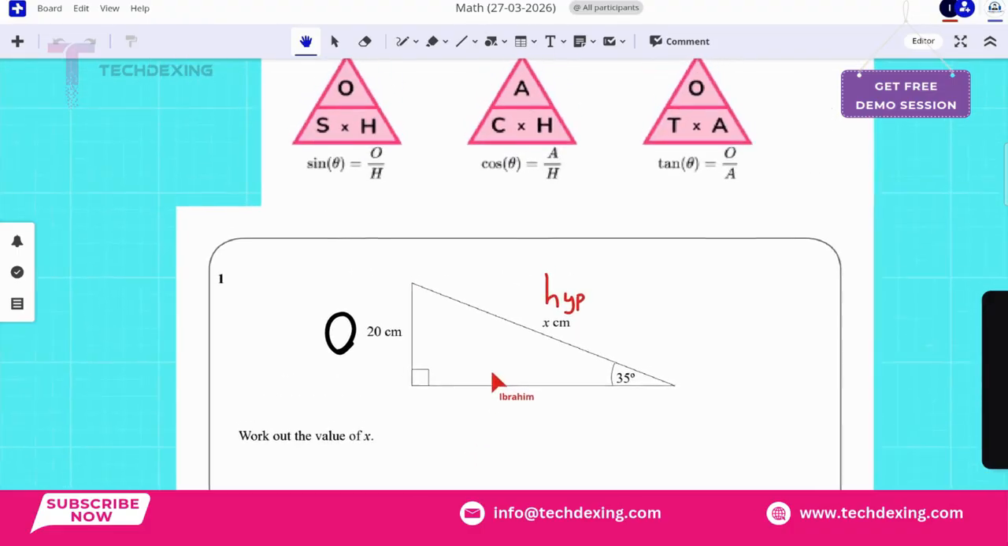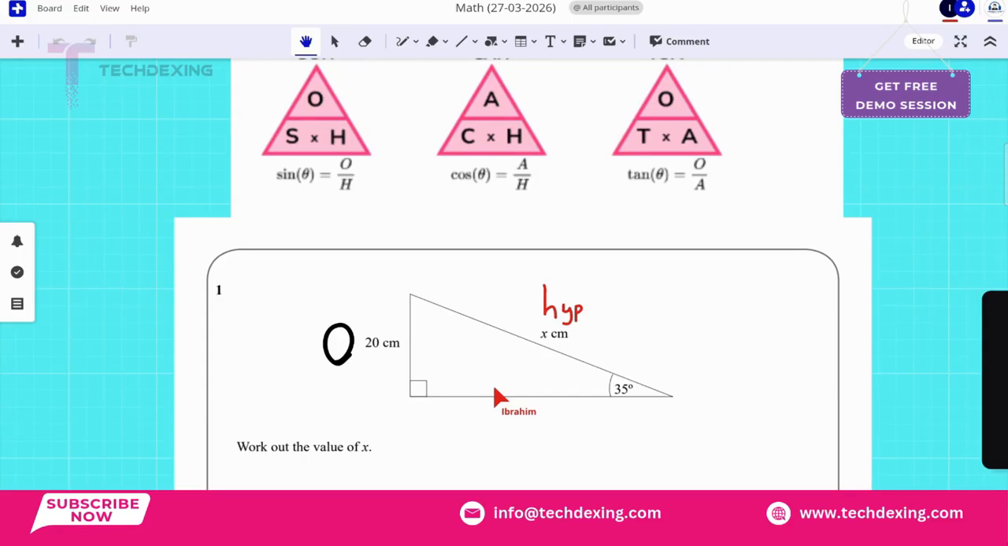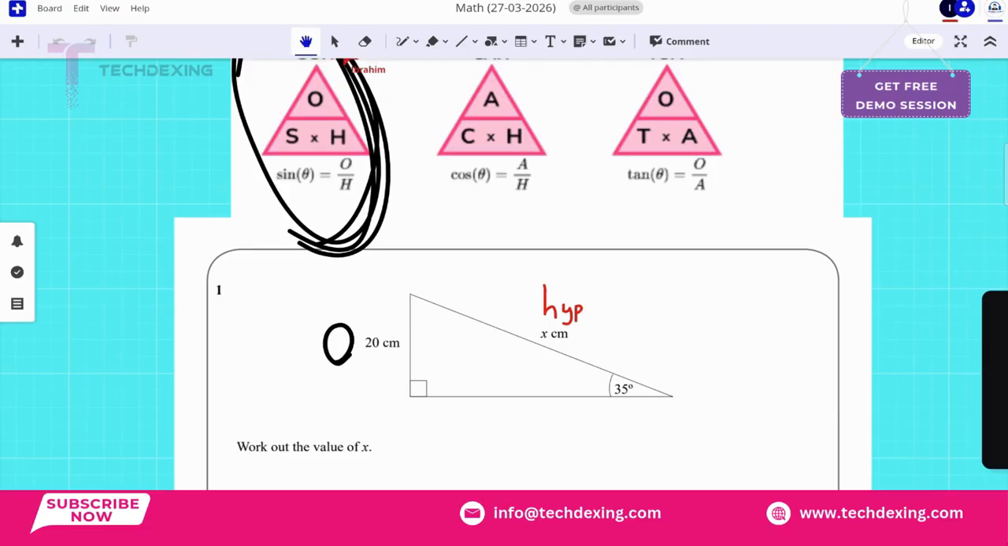So can you tell me, if the opposite and hypotenuse are involved, which one do we need to use? Very good. So now we can plug in the values, like sine theta. What is the value of theta over here? 35. Very good. 20 over 35.